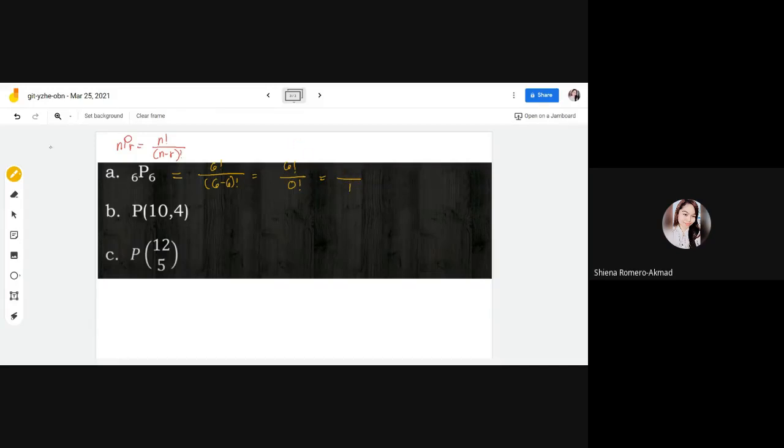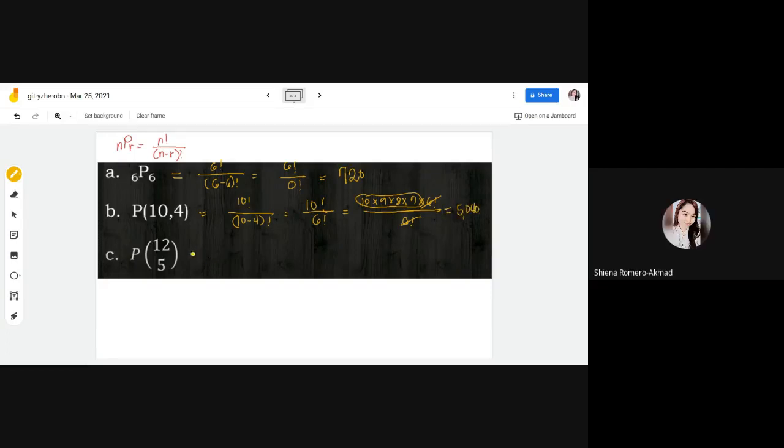Now what is 6 factorial? 720, divided by 1 is still 720. So this will be 10 factorial divided by 10 minus 4 factorial, which is 10 factorial divided by 6 factorial. Pwede natin tong kunin na lang yung values, pwede rin naman mag-cancel. 10 times 9 times 8 times 7 times 6 factorial divided by 6 factorial. So what is the product of this? 5,040.